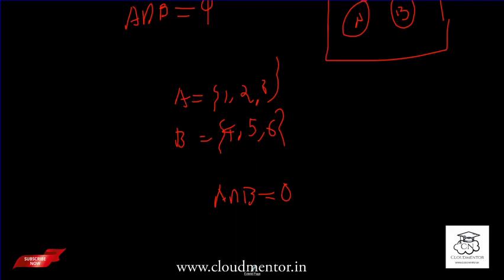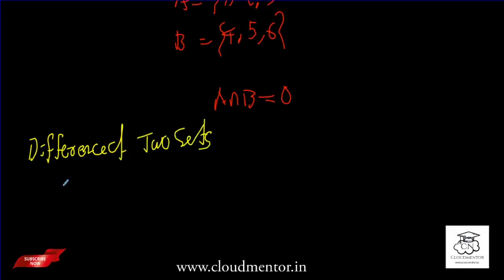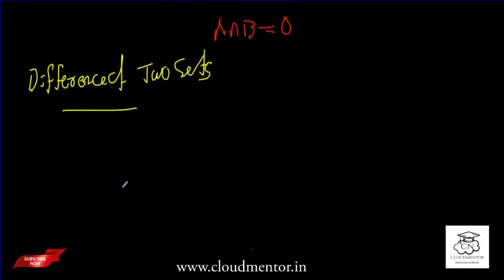So the next one is difference of sets. If A and B are two non-empty sets, then the difference of A and B is a set of all those elements which are in A but not in B. It is denoted by A minus B. What is that? The difference of A and B is a set of all those elements which are in A but not in B. It is denoted by A minus B.